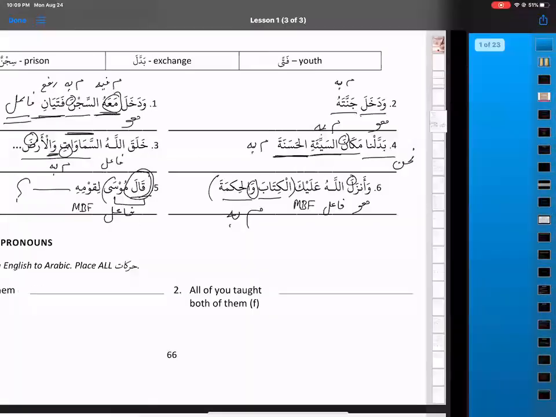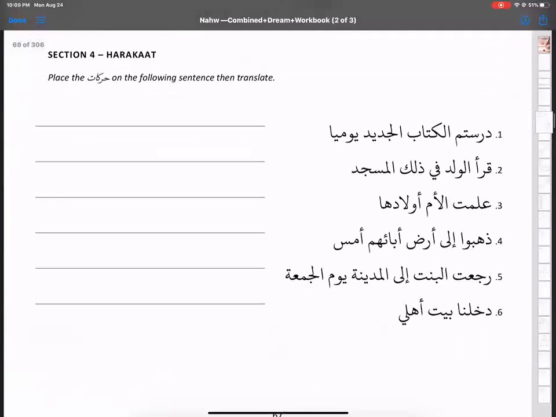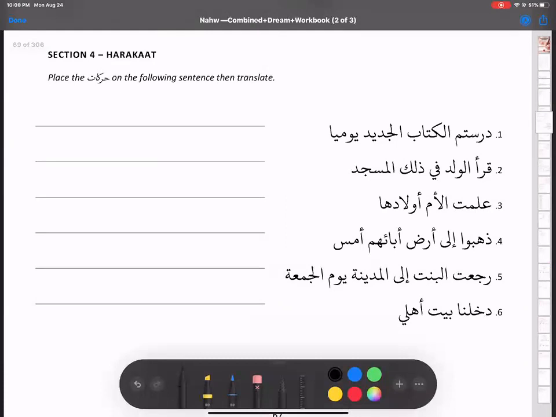Okay, now we want to do this one. How much time is left? Okay, so let's do that. What is that? Darastumul kitab. This is jumla fe'liya. So how are we going to write darastum, and instead of tum, darastumul. Yeah, it should be darastumul kitab.